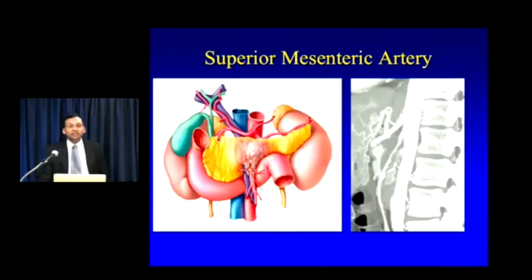SMA, you can see that there's 360-degree encasement of the SMA over a relatively long segment. The vessel looks attenuated and narrowed. Now, even though we're operating on more and more patients nowadays, there's virtually no surgeon I know of who's going to operate on a patient with 360-degree SMA involvement like this. This is almost certainly going to be unresectable.